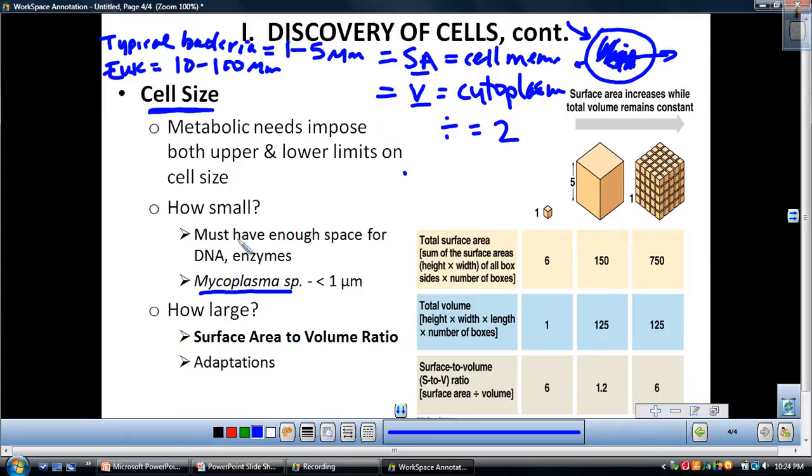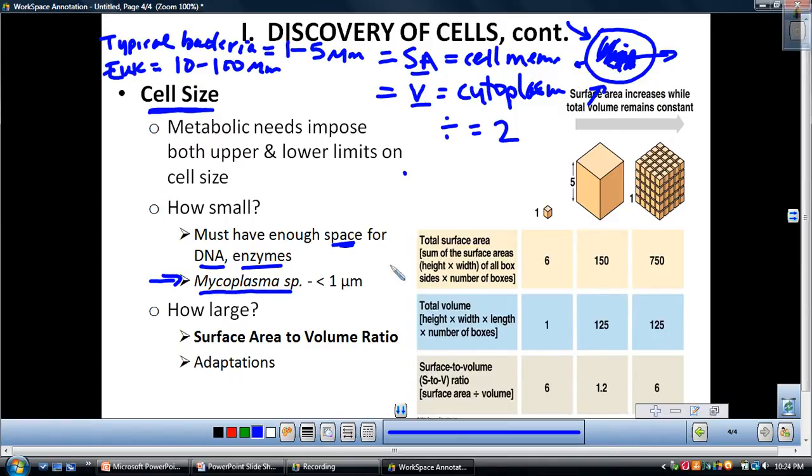Now as far as how small it can be, there has to be enough space in that cell for DNA to fit, and enzymes. Even a small mycoplasma bacterium still has enzymes, and it has its DNA in a nucleoid region, so it's got to be big enough to support that. Okay, so the cell has to have enough surface area, that cell membrane, to support the cell's metabolic needs.